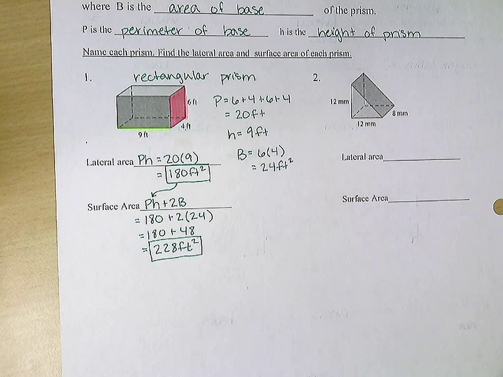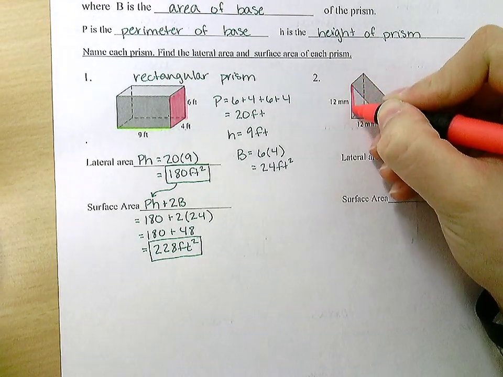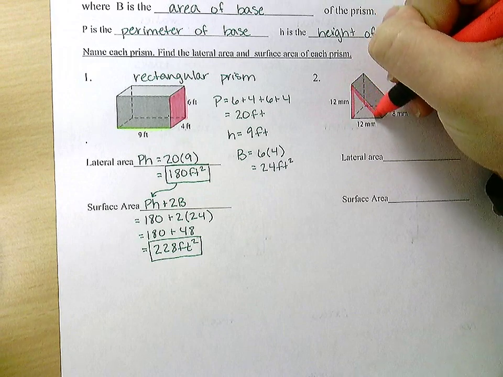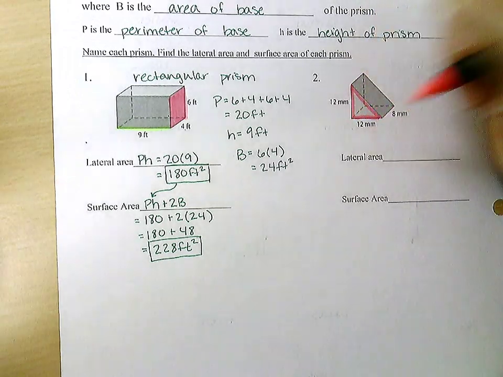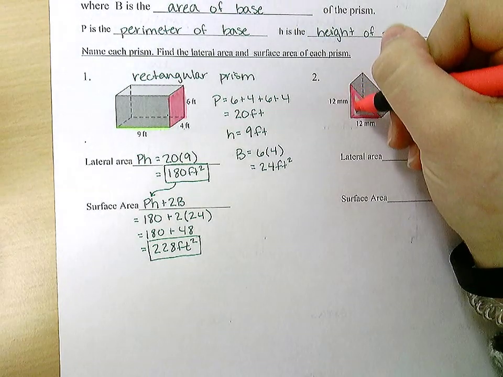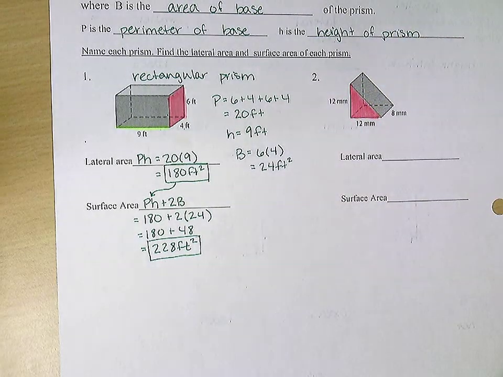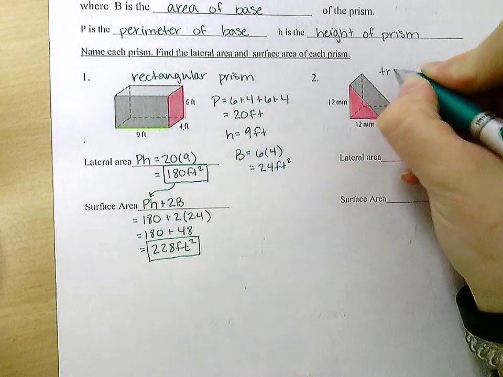All right, then number 2. Again, we want to first identify our base when we name our prism. So our base is going to be this triangle here. Your base is always the shape that has a shape parallel to itself. So our base is a triangle, which means this is a triangular prism.